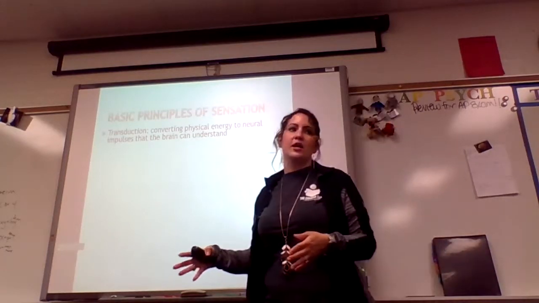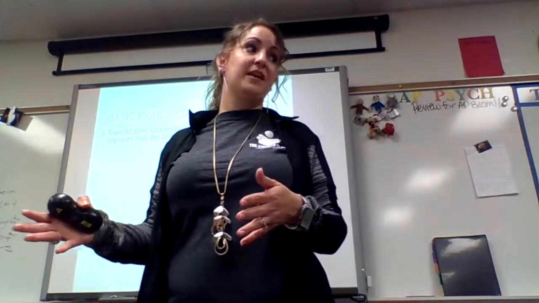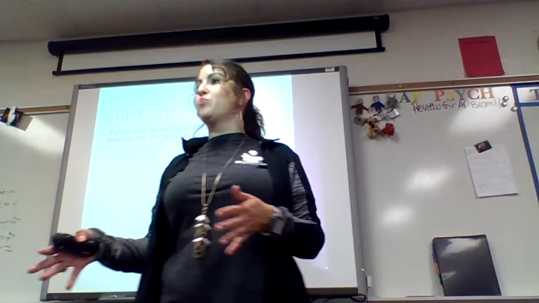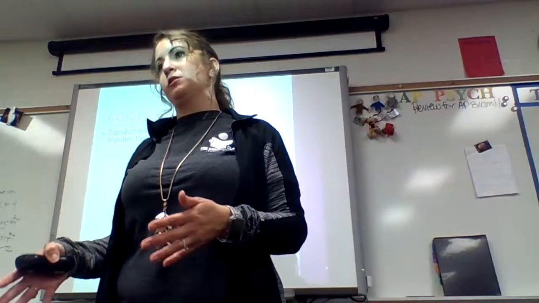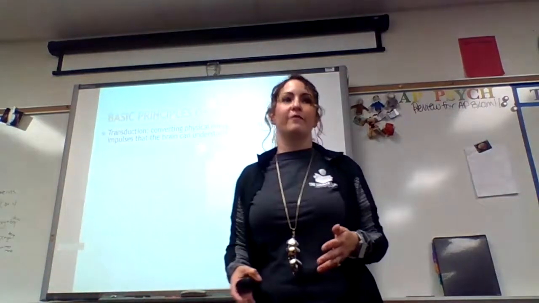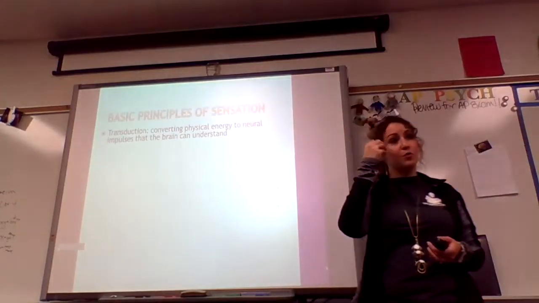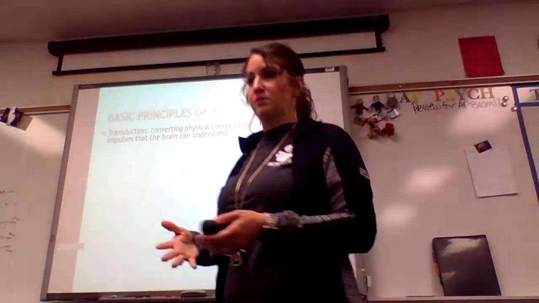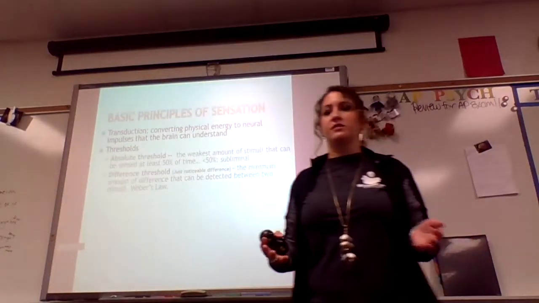Where does transduction happen for sight? It doesn't happen in the brain. It happens in your retina. Remember, the retina is the only part of your body besides the brain that can process information, because it used to be part of your brain. In utero, a chunk of your brain broke off and became your retinas, so it can process information.